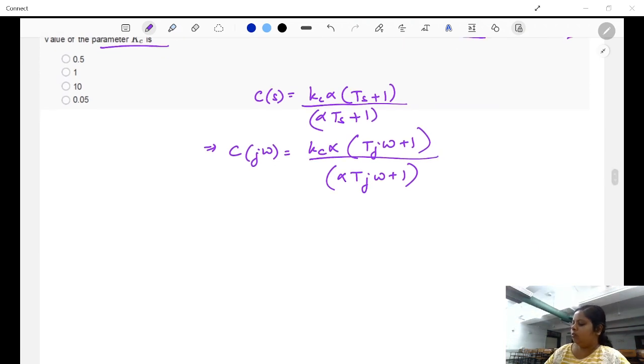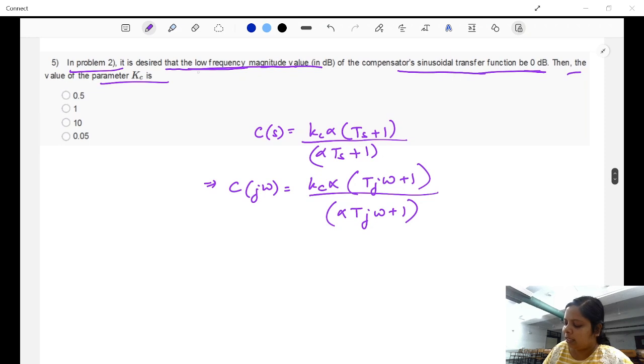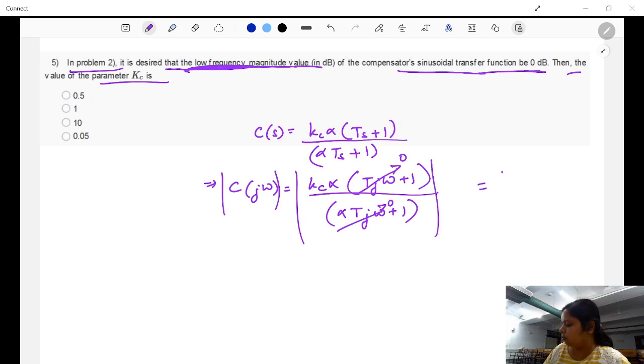Once you do this and try to find the magnitude, what is going to happen? This omega is small because we wanted to do everything at low frequency. Since this omega is small, it is going to eliminate both the terms. This term is 0, this term is going to be 0, you'll only get 1. So ultimately, the magnitude that we have is just Kc alpha at low frequency.